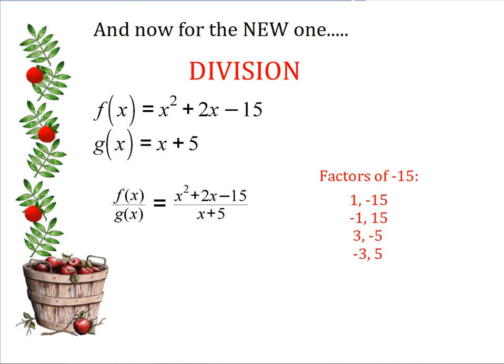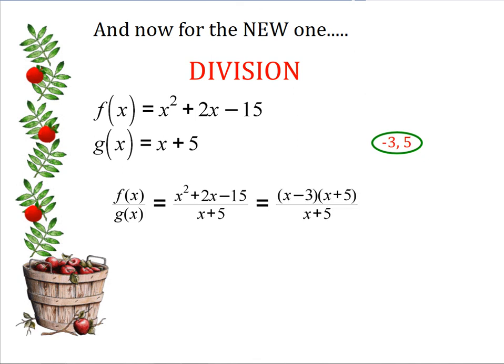In that case, we're going to look for factors of negative 15. I've listed all the factors of negative 15. Remember to include positive and negative numbers. Which one of these pairs adds to positive 2? In this case, the negative 3 and the 5, right? So I'm going to use the negative 3 and the positive 5 as factors for the numerator of my fraction. I'm going to split into x minus 3 times x plus 5, and of course x plus 5 is still my denominator.